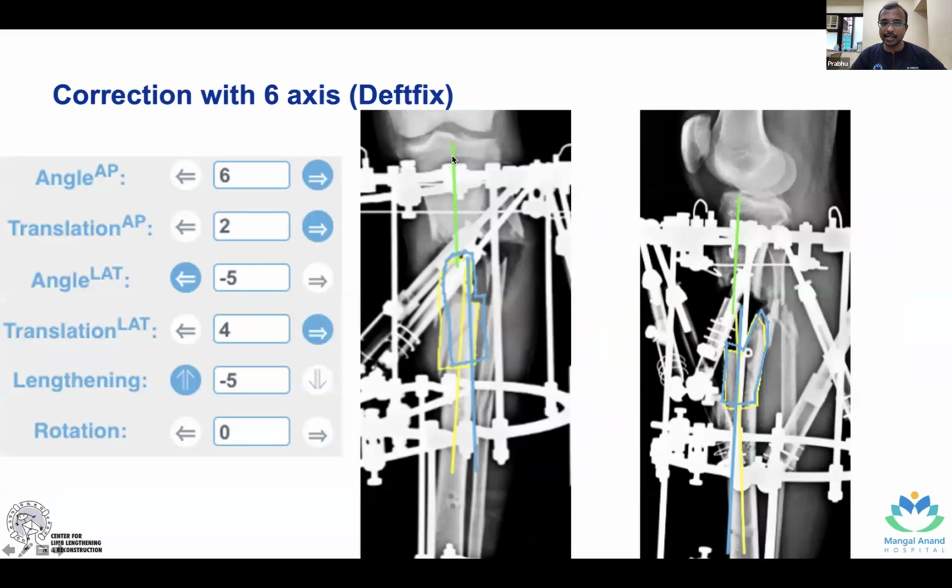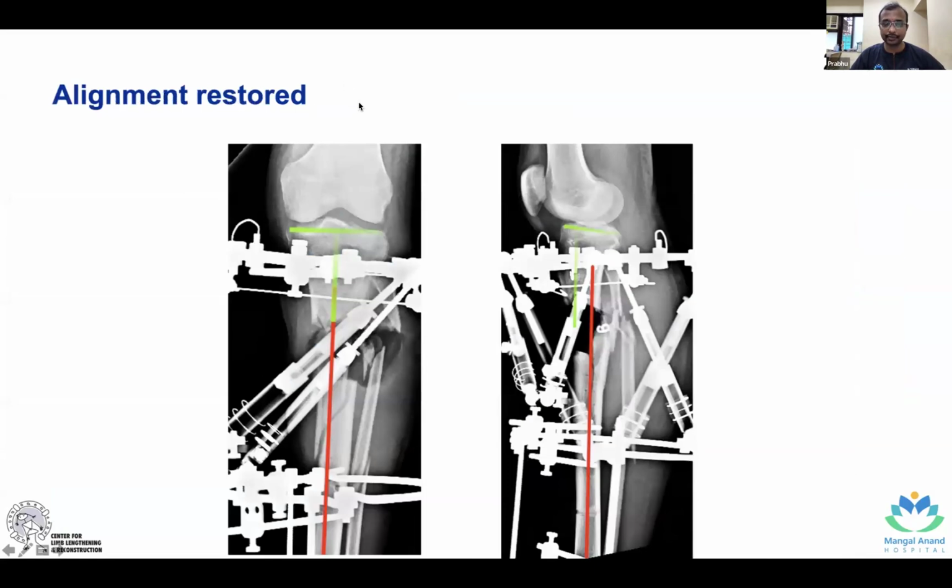The green line represents the anatomical axis of the proximal fragment. The yellow line represents the anatomical axis of the distal fragment. And the blue line represents the correction post deformity correction with DepthFix. This is the lateral view corresponding to the deformity correction. So the first step was to align angulation and deformity. In AP, the alignment was restored. In lateral view, there is some amount of translation which can be seen in the red view.